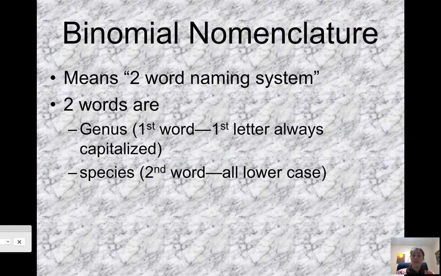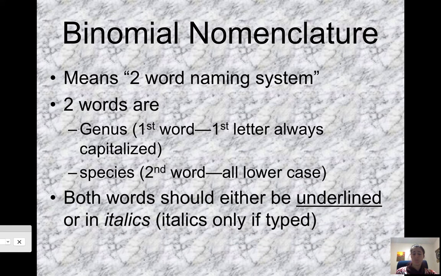The genus is the first word and the species is the second word. It's really important for you to remember that the genus is the first word and the first letter is always capitalized, and then when we write the species, it's all lowercase. You're also going to underline each individual word, not the whole thing, or if you type it, it needs to be in italics. It's the same idea as in English when you write the name of a journal, a book, a magazine, or any literary source.